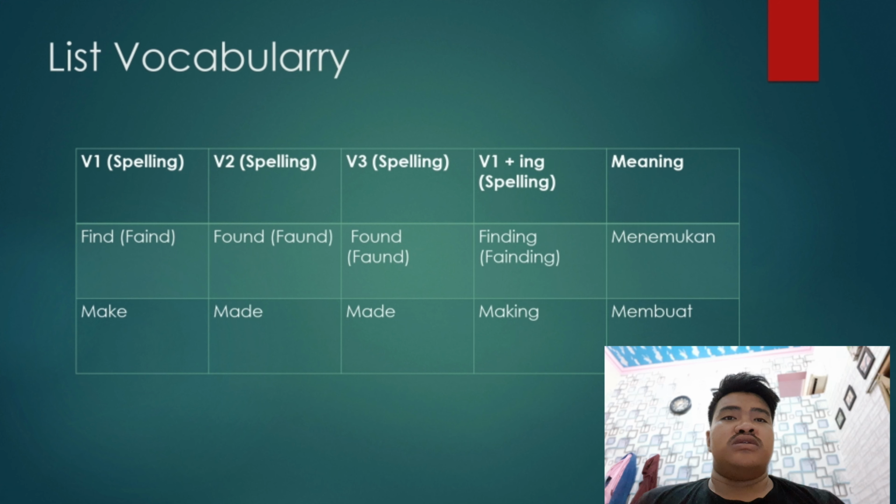List vocabulary. V1 find, V2 found, V3 found, V1-ing finding, meaning menemukan. V1 make, V2 made, V3 made, V1-ing making, meaning membuat.